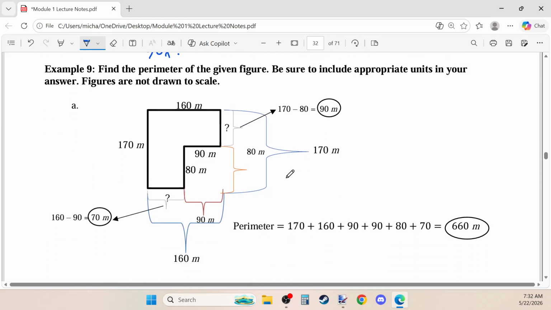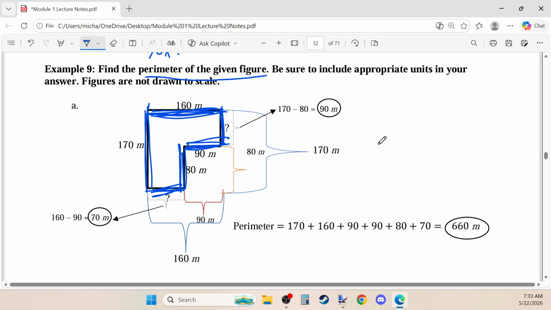So, again, we want to figure out the perimeter of the given figure. We notice that whatever this length is plus whatever this length is has to add up to this length. Whatever this length is plus whatever this length is has to add up to this length. So really, it's 170 plus 170 broken into these two pieces, and 160 plus 160 divided into these two pieces.